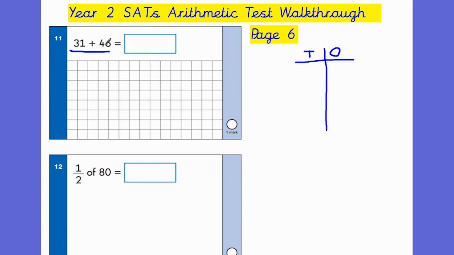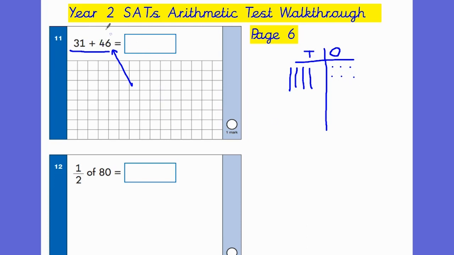So 31 add 46. Now what I would say to children is make the larger number first. Even if the smaller number comes first, make the larger number first. So we're going to do 10, 20, 30, 40. And we've got 6 ones. 1, 2, 3, 4, 5, 6.